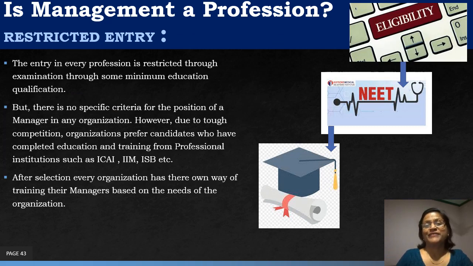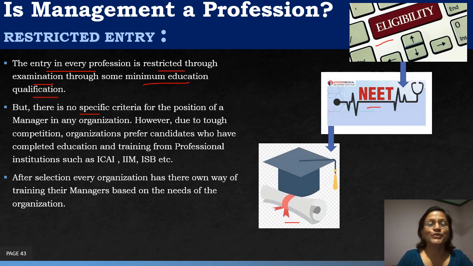It is a tough life for science graduate students. First, there is an eligibility criteria for completing 12th. Then there is an entrance exam like NEET, JEE, then 4 to 5 years of rigorous study, and then masters and specialization. The list is just endless. Restricted entry. The entry for every profession is restricted through examination with some minimum education qualification.